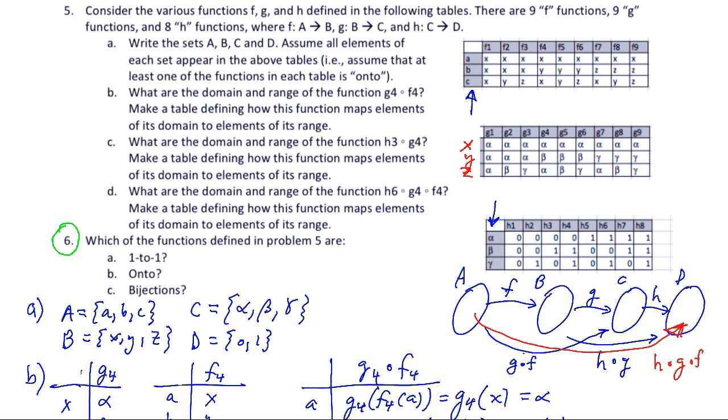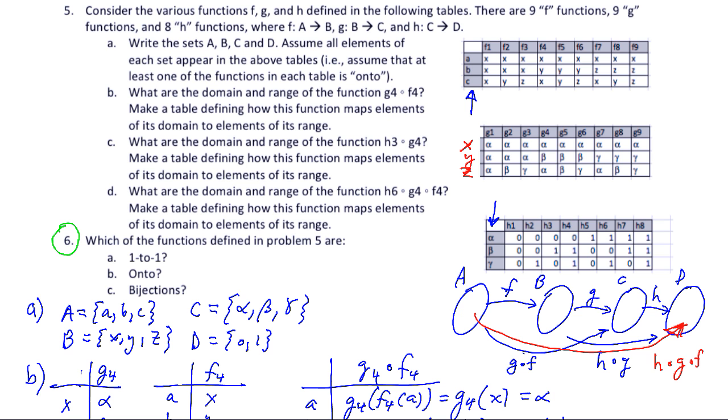They couldn't possibly be one-to-one either because there's only two elements in the range of the H functions, and so since there are three rows here, that is, there are three elements in the domain, we're always going to have a repeat. We're always going to have either a 0 or a 1 repeating in these columns here. Okay, so none of the H functions could be one-to-one.